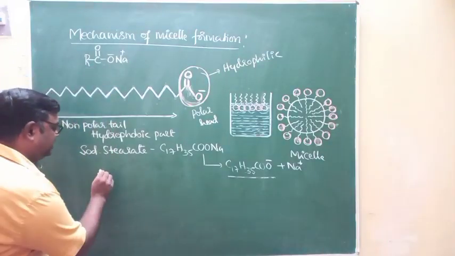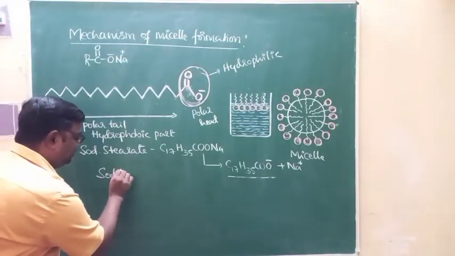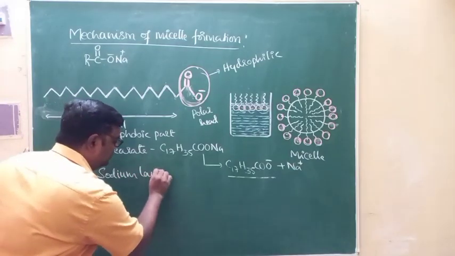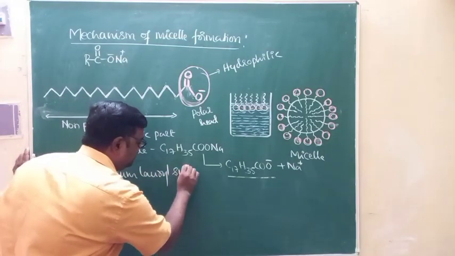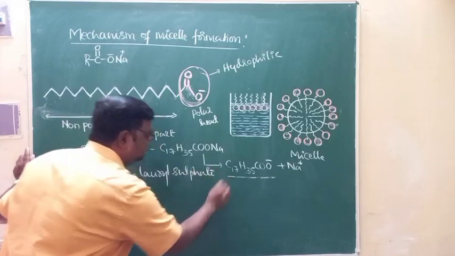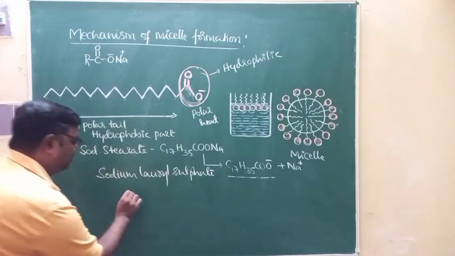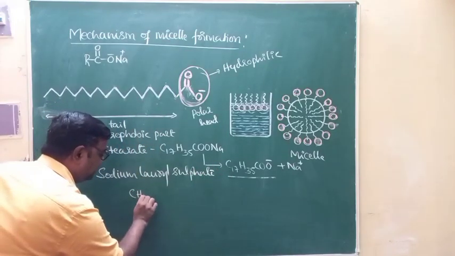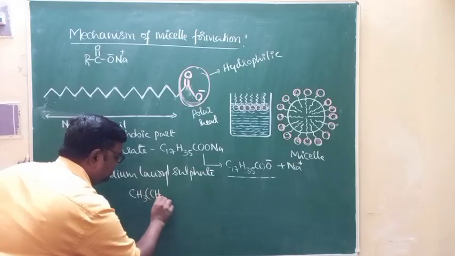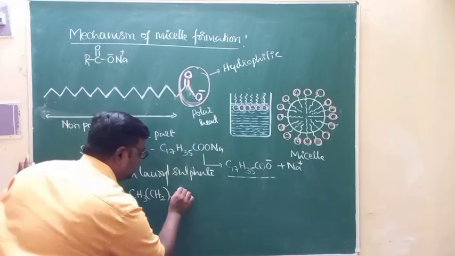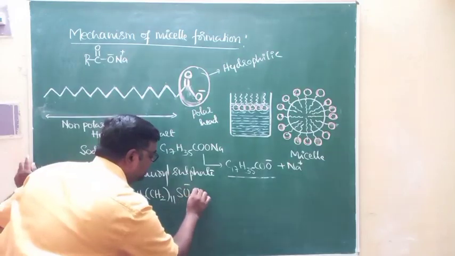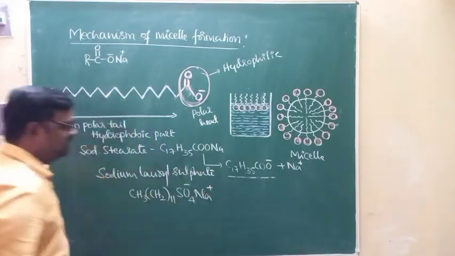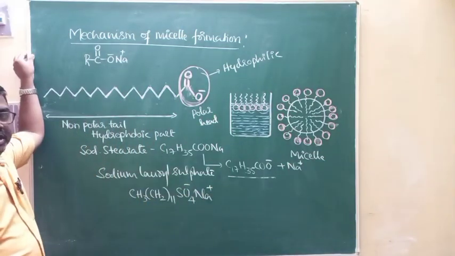The example for detergents will be sodium lauryl sulfate. Sodium lauryl sulfate is an example of a detergent. The formula is CH3, and of course CH2 11 times, and of course SO4 minus, and of course Na plus. This is what we call sodium lauryl sulfate.